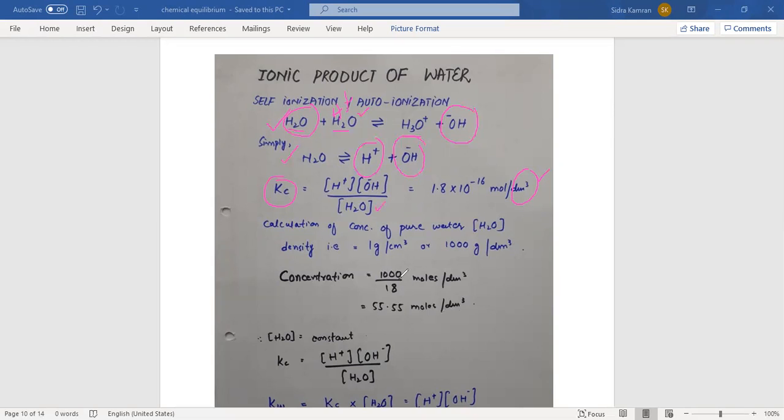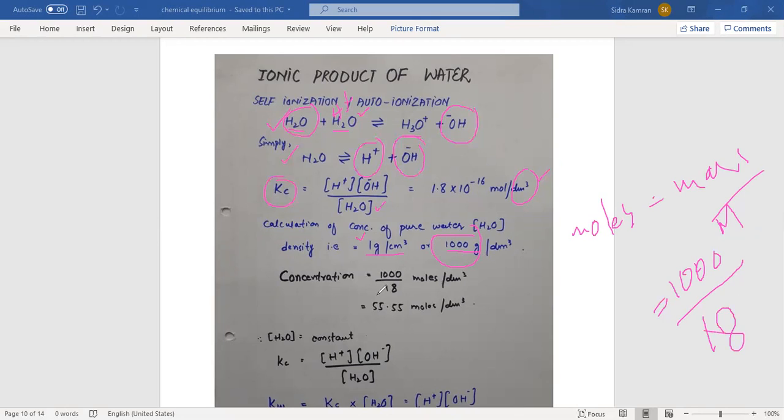So here we can calculate the concentration of water in this equilibrium constant expression. We can calculate the concentration of the water from its density. As we know, water has a density of 1 gram per centimeter cube. So in a decimeter cube, it becomes 1000 grams per decimeter cube. As we know, moles is equal to mass over molar mass. So mass is 1000 grams and the molar mass of water is 18.